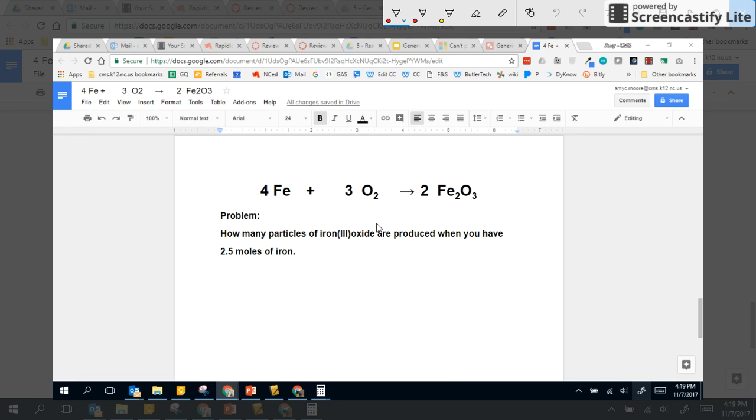So I'm going to go through the algebra approach for how to solve for particles when you have moles. So reading this problem, we see we have a balanced equation, and we see we are provided with 2.5 moles of iron, and we're asked about the particles of the iron 3 oxide.